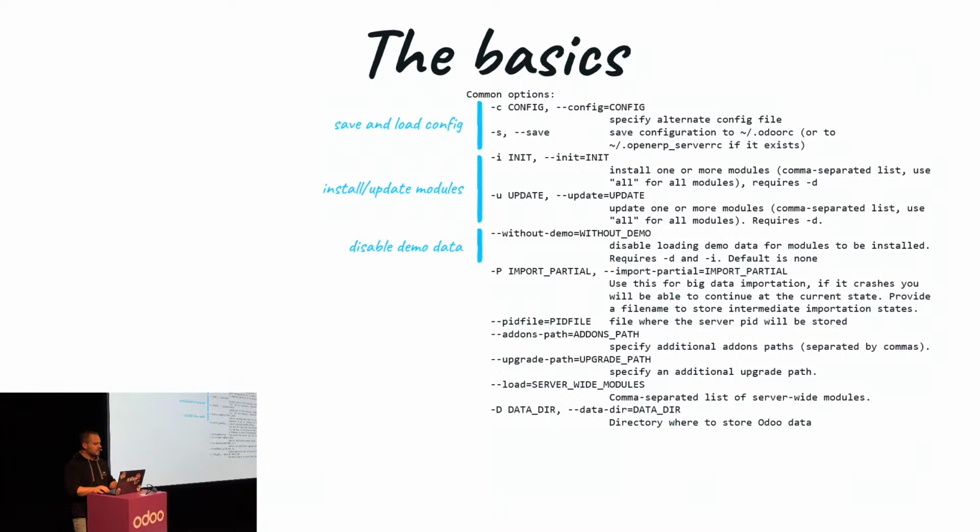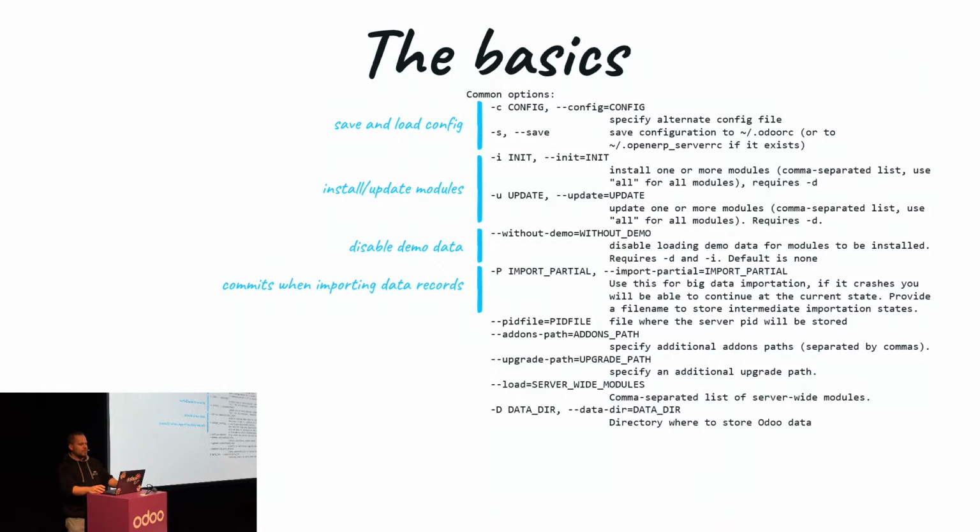Without demo is quite explicit. I'm sure a lot of you know it. By default, Odoo will install locally with demo data enabled, which is debatable. Some people like it, some people don't like it. Personally, I think it's quite useful to have demo data when you develop because it means that you can more quickly test stuff. But to each his own, you can disable it with just setting this parameter to something falsy, and it will disable the installation of the demo data.